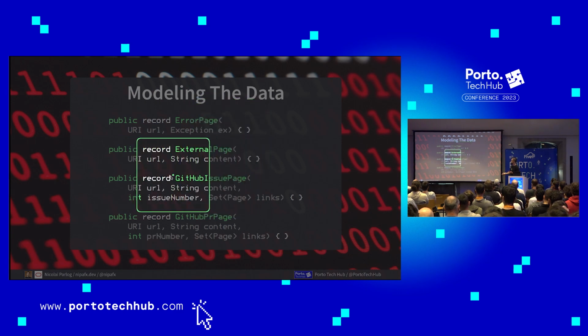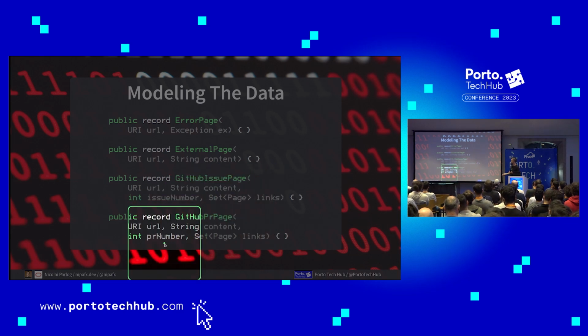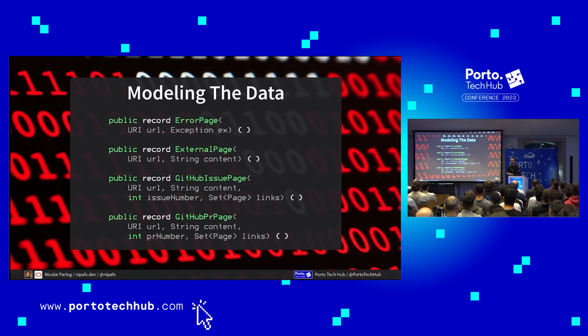Let's get an issue page. It's a URL and content, and then also the issue number and some outgoing links. And the pull request page is very similar. It has a pull request number instead of issue number, but also a URL and outgoing links. So what we're doing here is we're thinking about what does the data actually look like? What does the GitHub issue page that we want to represent actually look like?